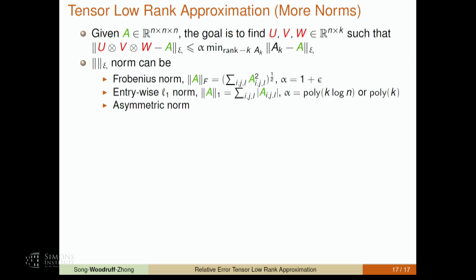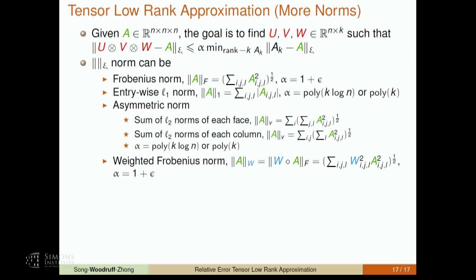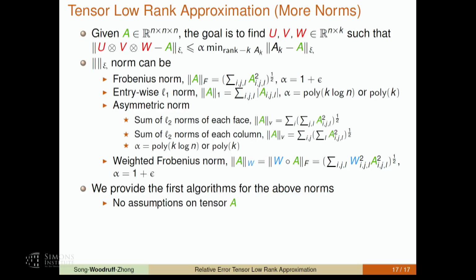We can do asymmetric norms. So maybe the sum of the L2 norms of each face of the tensor. Or for tensors, you have more options, right? Maybe the sum of L2 norms of each column of the tensor. Lots of different kinds of robust norms you can look at. We get low rank approximation for those. Again, these are NP hard. They're not going to be 1 plus epsilon approximations. Weighted Frobenius norm, we can get something for that. And no assumptions on the tensor.